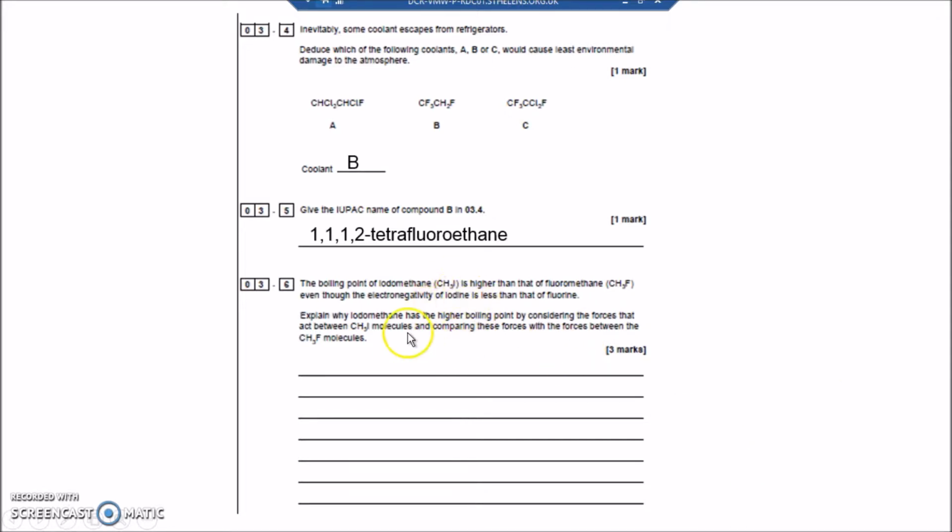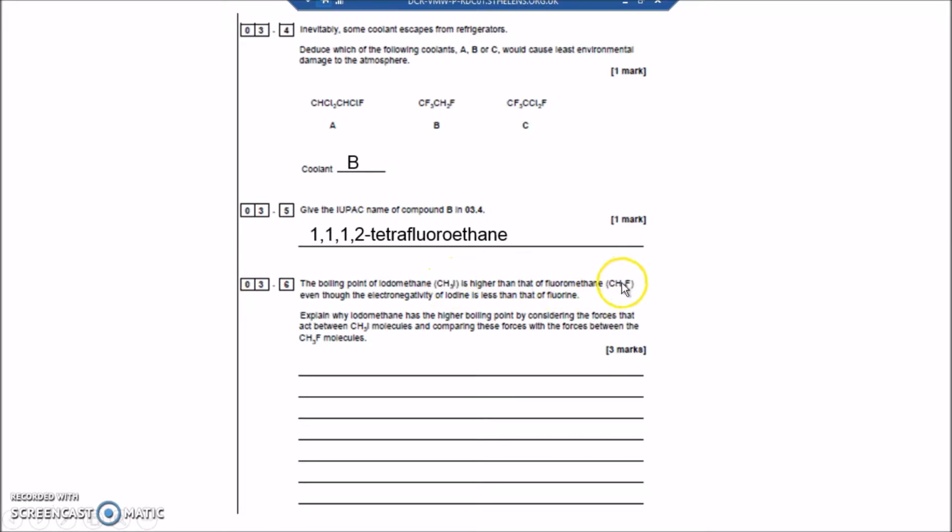So the iodine is a bigger atom than the F, so CH3I will have more van der Waals forces than CH3F. On the other hand, the electronegativity of iodine is less than fluorine, so the C-F bond here is going to be more polar. This is going to have a delta plus on the carbon and a delta minus on the F, because the F is more electronegative. So that's going to have a more polar bond between the C and the F than the C to the I, because the I is less electronegative, and so going to have a smaller delta minus.